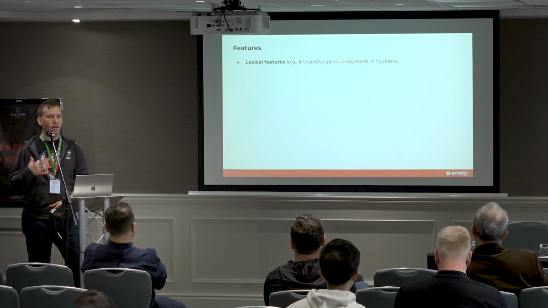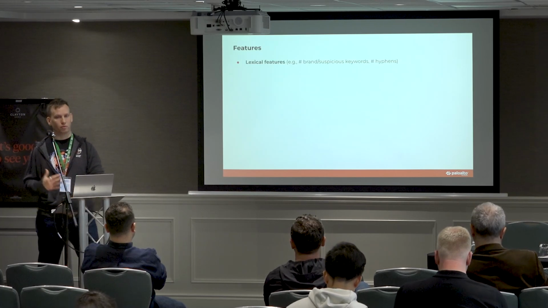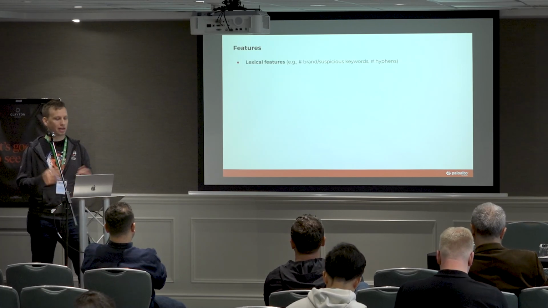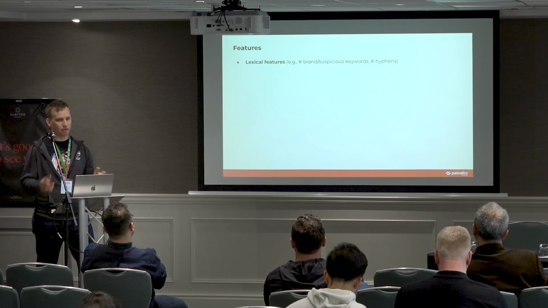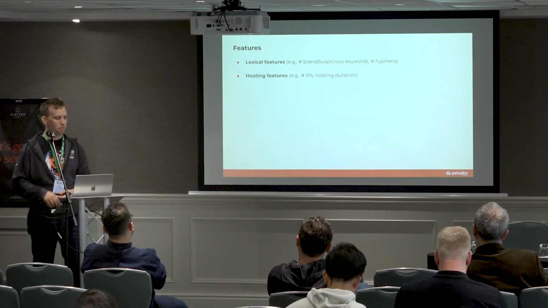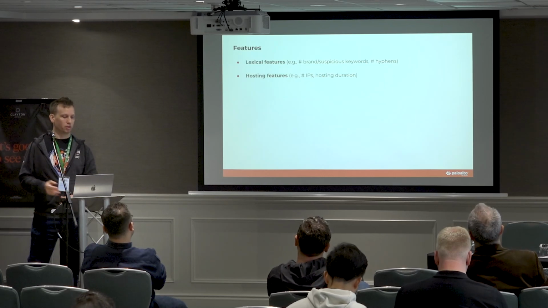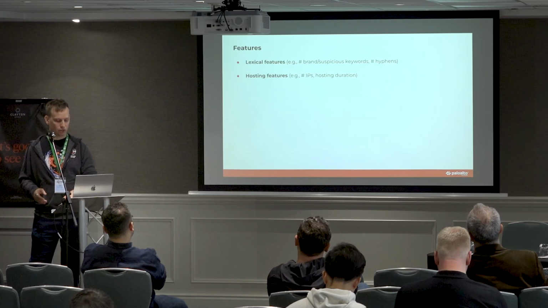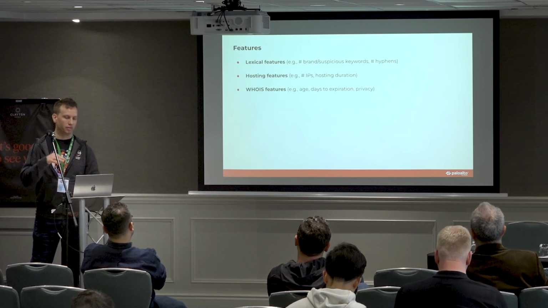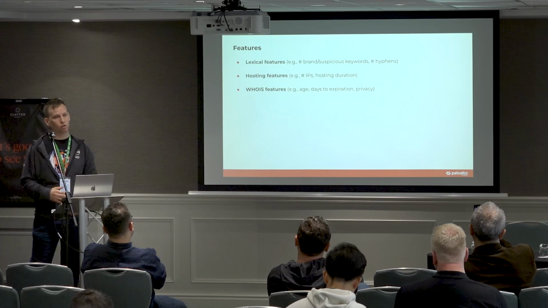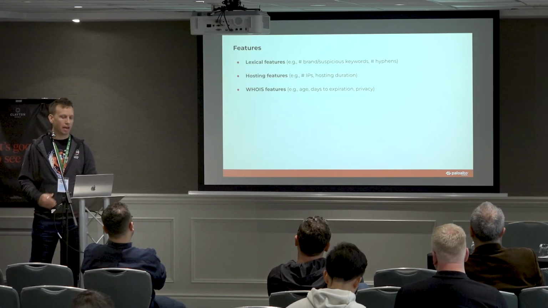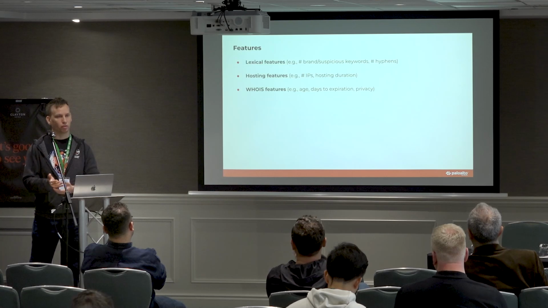And we enrich all these nodes with a bunch of different sets of features. We use lexical features like whether the domains have brand or suspicious keywords or how many hyphens they have. So very simple features, right? Then we do hosting features like number of IPs, the hosting duration, the age of the domains, then how much time it takes for it to expire. A domain that was registered for many years is less likely to be malicious. And also we look at whether it's a privacy protected registration.